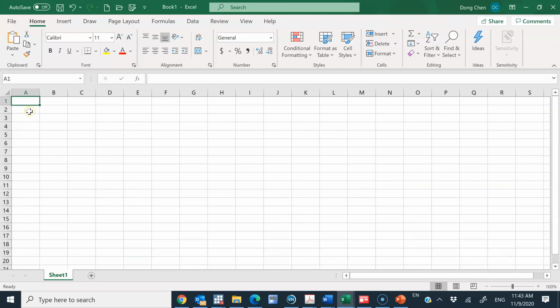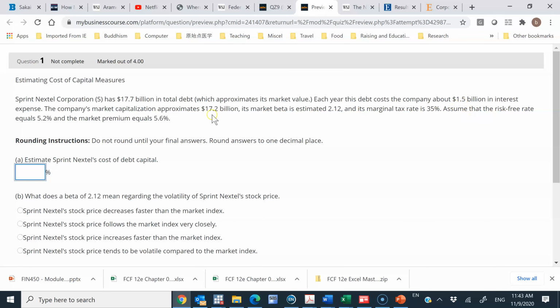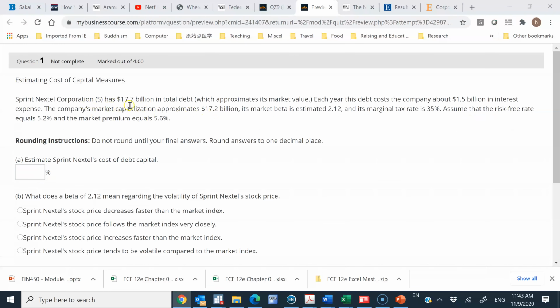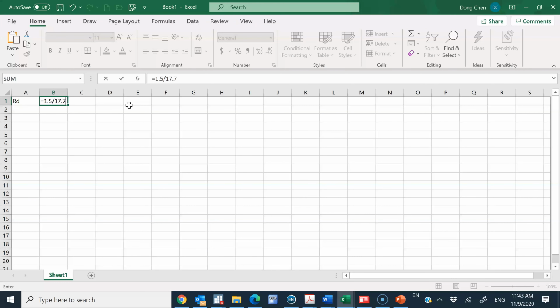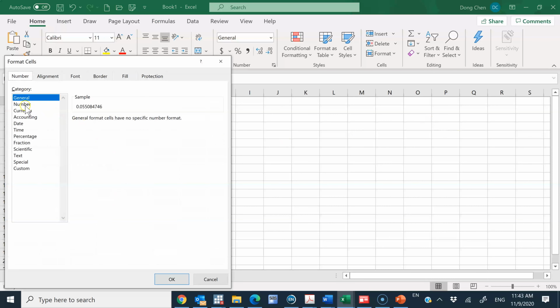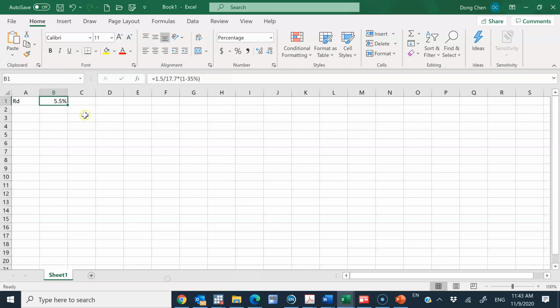RD is interest expense, which is 1.5 billion. So it's 1.5 divided by the total amount of debt, 17.7. This is the pre-tax cost of debt, and after that we need to multiply by 1 minus the tax rate, 35%. Again, we just need to format cells, use the percentage, and keep 1 decimal place here. So it's 5.5%.